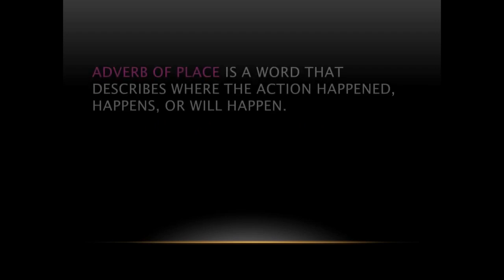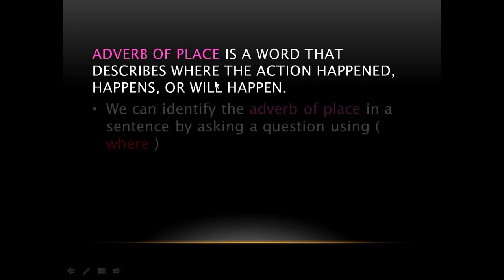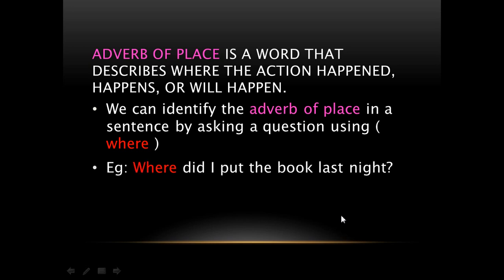Number 3, adverb of place. It expresses where the action happened, or happens, or will happen. An adverb of place is a word that describes where the action happened, happens, or will happen. We can identify the adverb of place in a sentence by asking using where. For example, where did I put the book last night? I put it here last night. So here is an adverb of place. It expresses the place where the action happened.